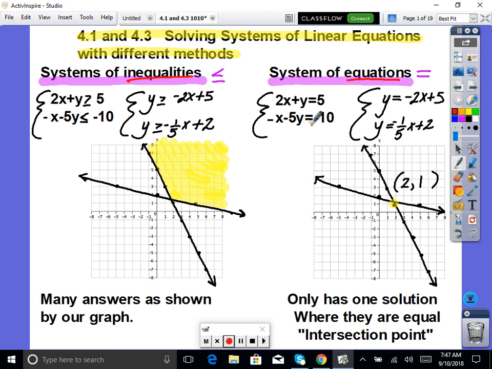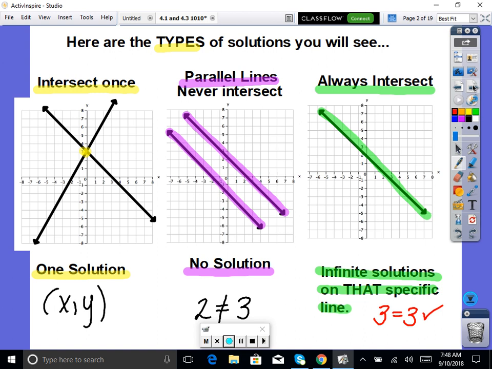Does everybody see? This one had a lot of solutions because the y value is equal to or greater than, so we had to shade. Here it's just saying where they're equal, which is where they intersect. They only intersect at one x, y point, so we write our answer as that one specific x, y point. We're actually not going to do this very often by graphing. We're going to be using algebra, so we'll talk about that.